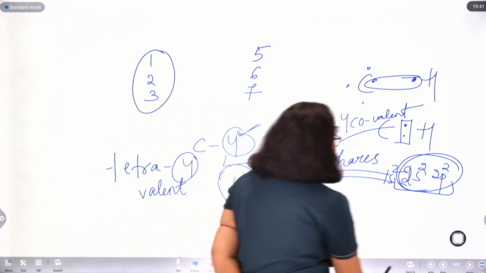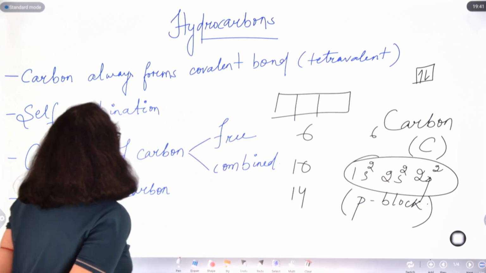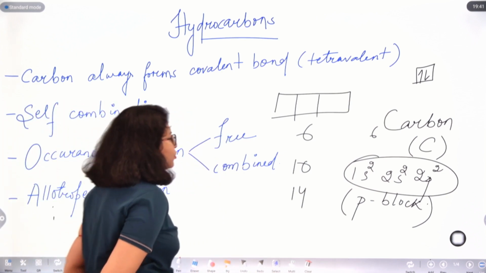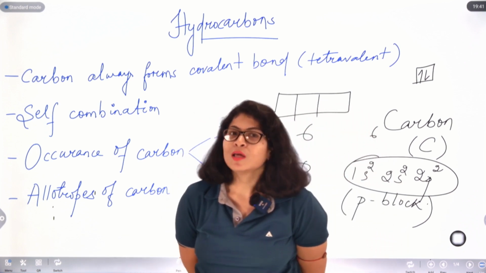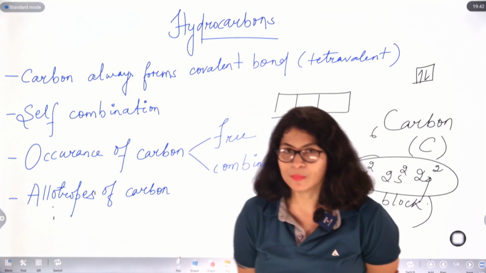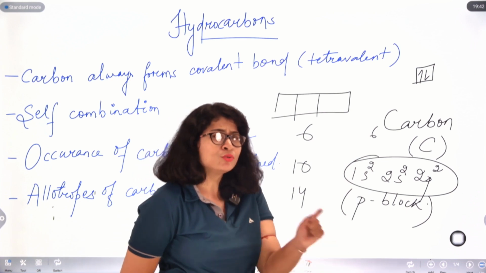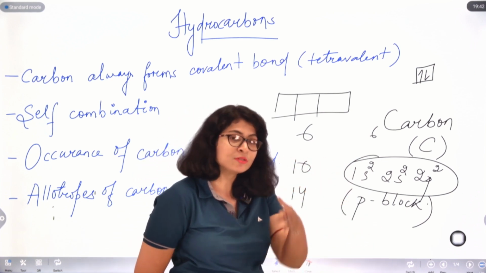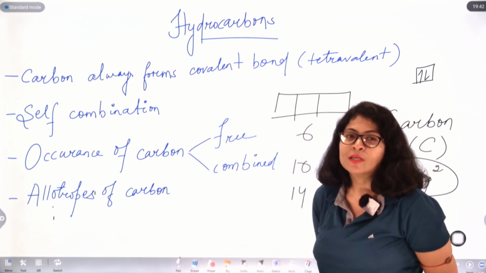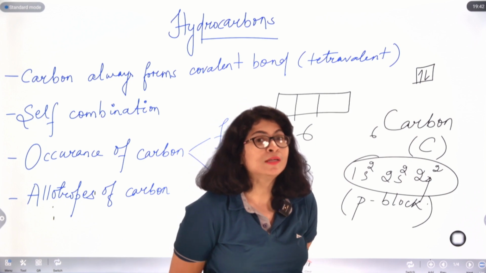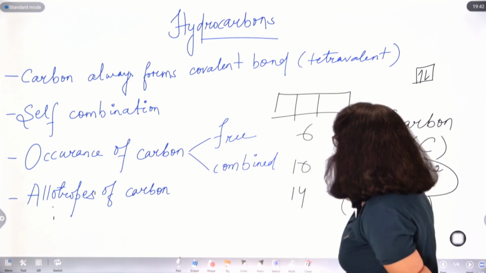Okay, now we'll move on to the next point, which is self combination. Now what does self combination mean? Carbon has 4 unpaired electrons in its outermost shell. In order to complete its octet, it needs to share 4 electrons with some other atoms. Now, if carbon has to share electrons only, why will it go for other atoms when it can also share with another carbon atom of its own category, with its own brother, right?